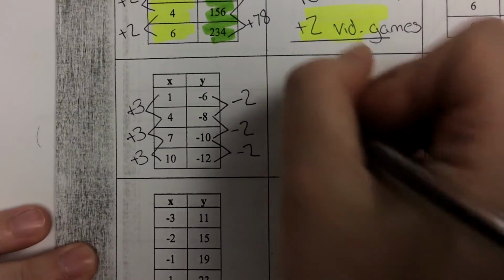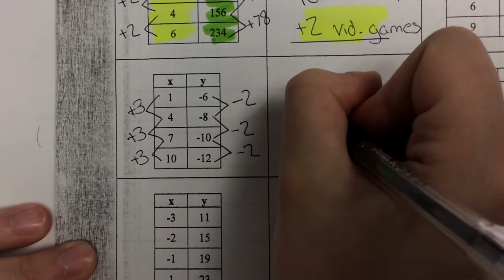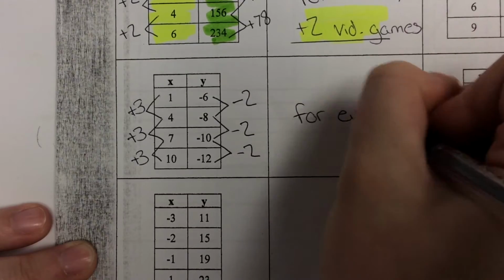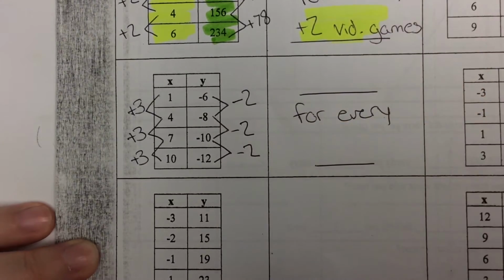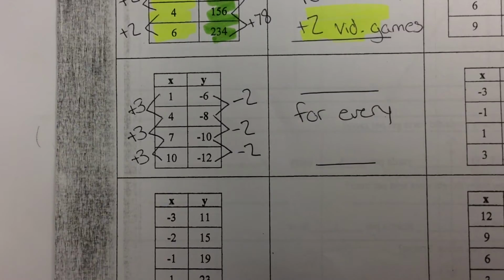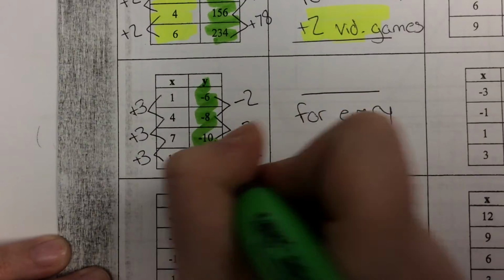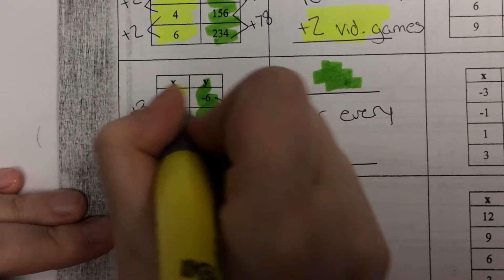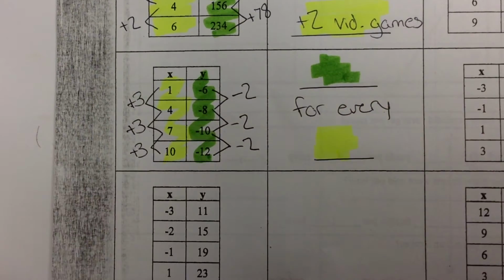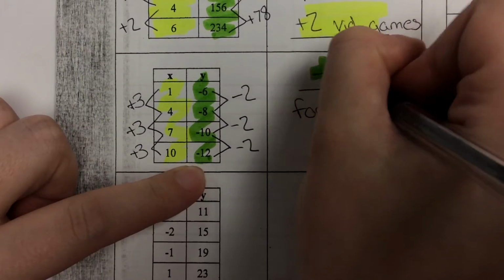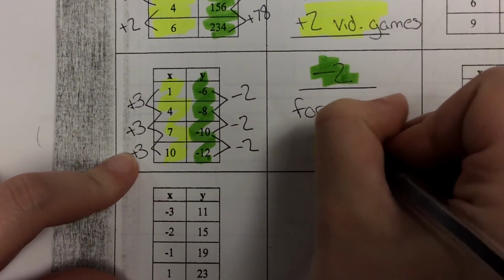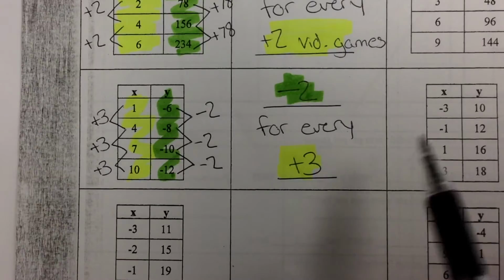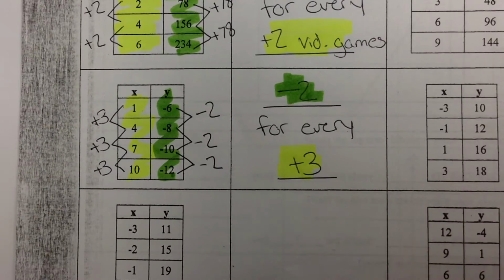So let's write this the same way we did before as a sentence. We have blank for every blank. Now this time we're not going to have labels because, like I said before, this is just an X and Y table. But let's put our Y's first like we have been, and the X on the bottom. All right, so let's write this. We have -2 for every +3. So if we were talking about our rate of change here, it'd be -2/3.